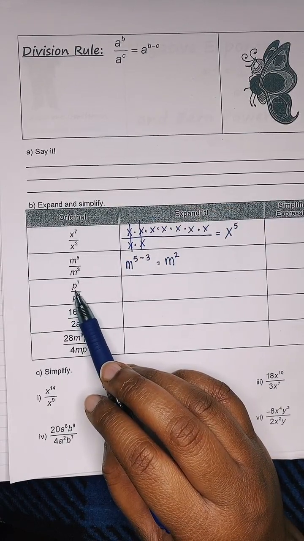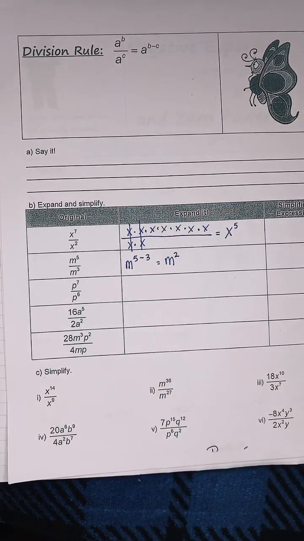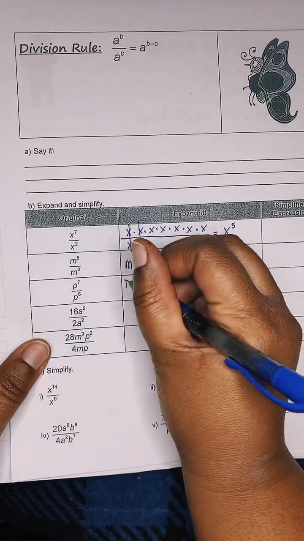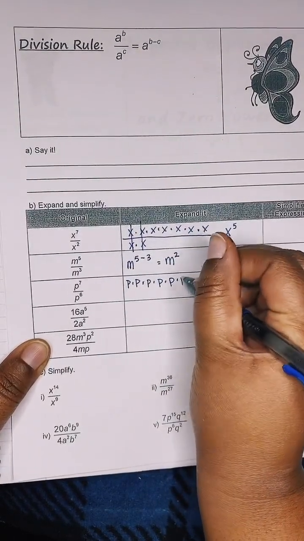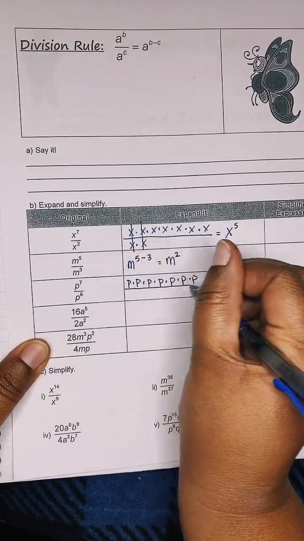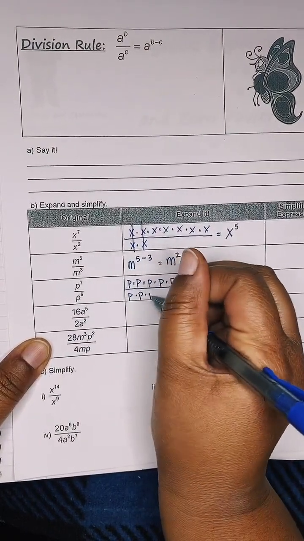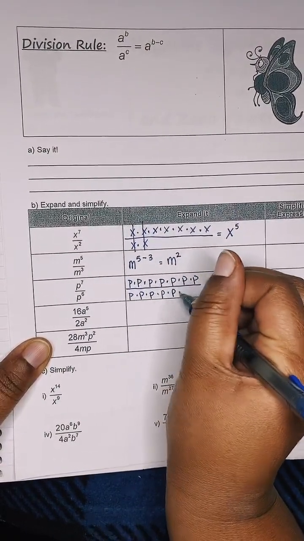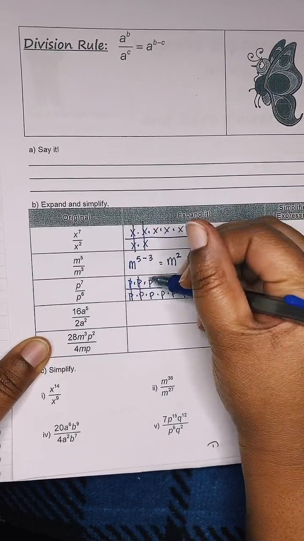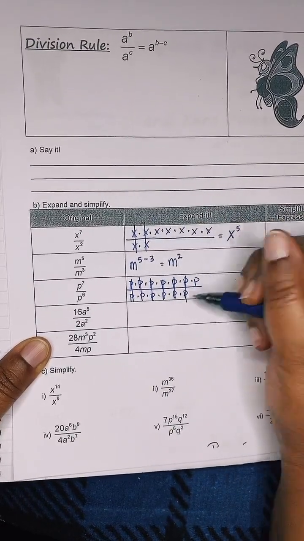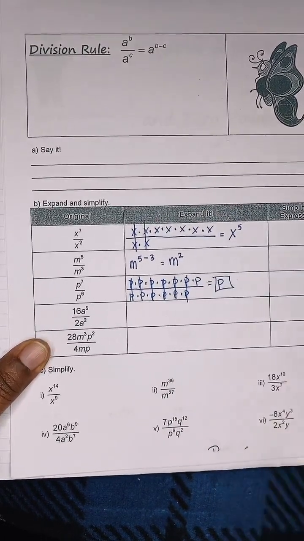Kate said P. KT said P. Good. So we get P. So 1, 2, 3, 4, 5, 6, 7. We got 7 P's on top. We got 6 on the bottom. So 1, 2, 3, 4, 5, 6. So P over P cancels. And what are we left with? Our answer is 1P. Beautiful.